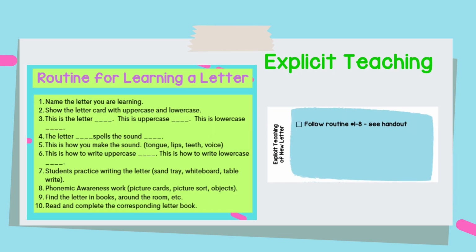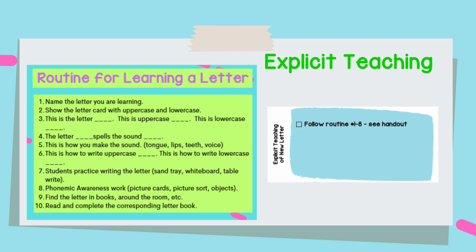The next step in the lesson plan is explicit teaching of a new letter. You will follow 8 steps. This routine has 10, but in this part of the lesson, you will only do 1 through 8. These steps ensure students learn the letter's name, shape, sound, mouth formation, how you form it with strokes, and how you connect it to meaning, how you make connections through visual, auditory, kinesthetic, and articulatory pathways.